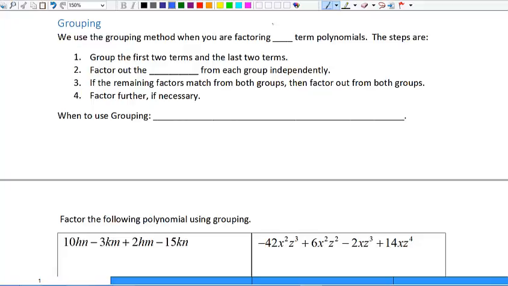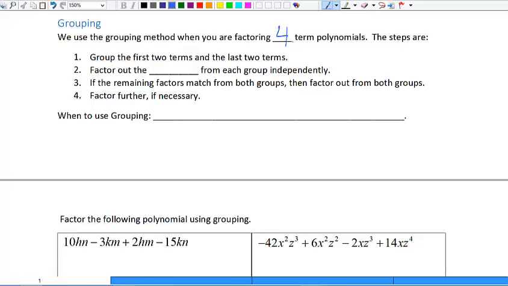Our next method we are going to use is called the grouping method. We are going to use the grouping method when you're factoring 4-term polynomials only. The steps are: step 1, group the first 2 terms and the last 2 terms. You could rearrange the order, but I usually don't. I just group the first 2 together and the last 2 together. If that doesn't work, then I go back and reorder them.